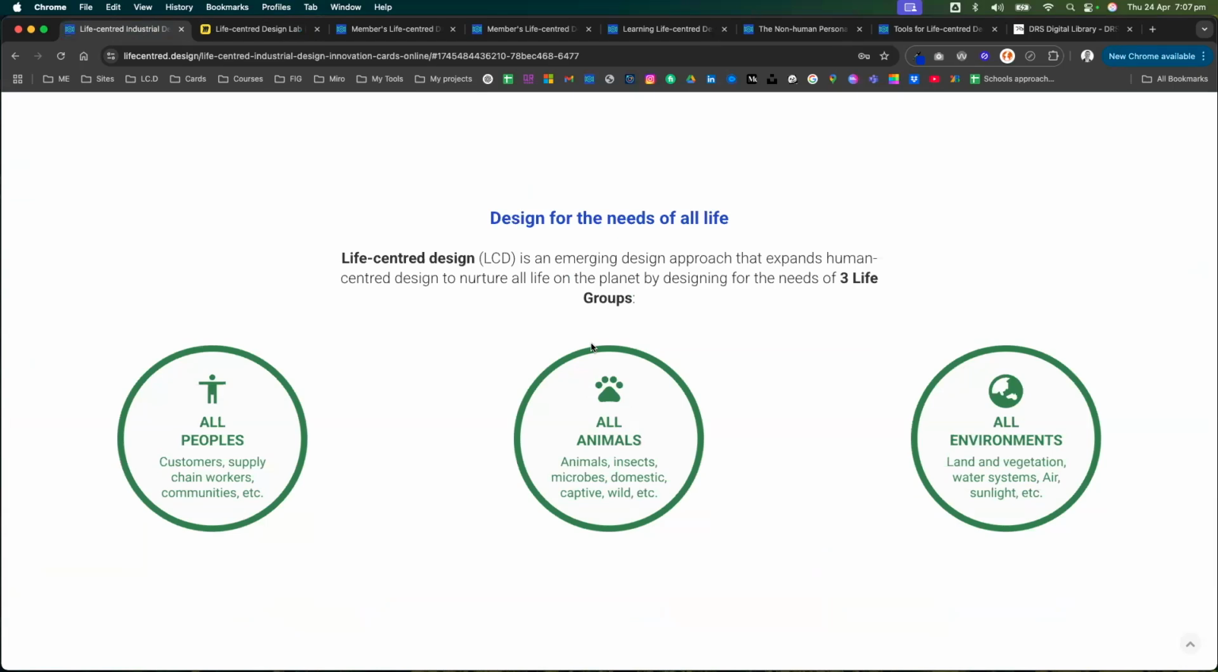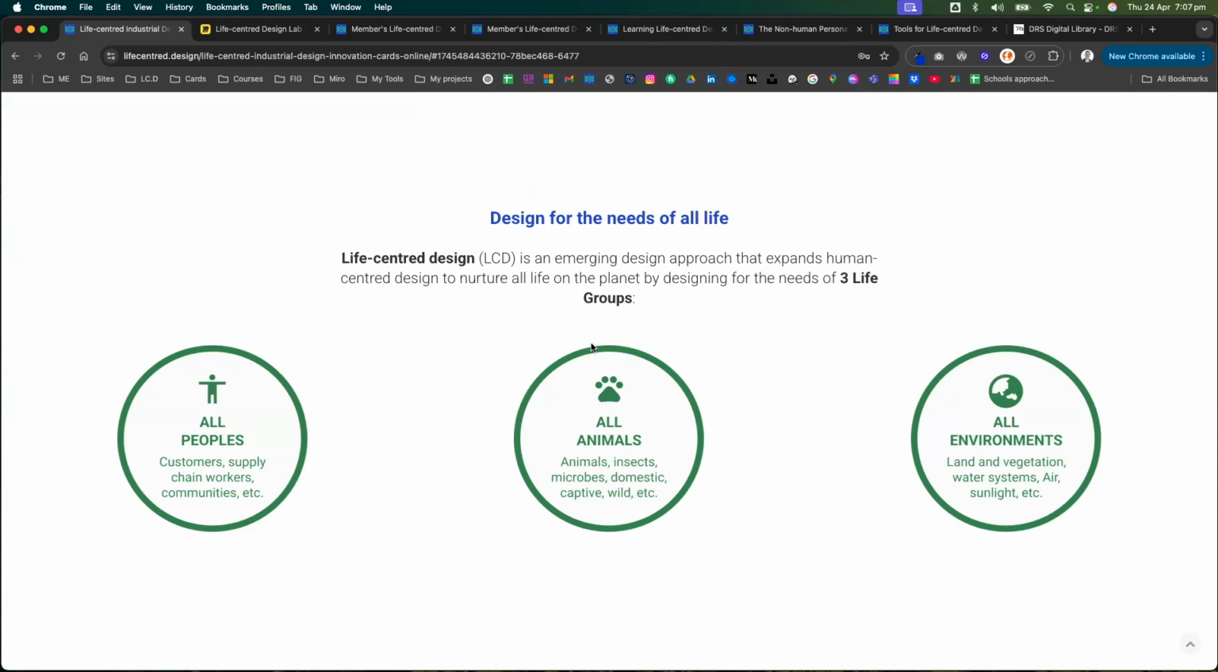So it's all people, and that's the target users, also people along our supply chain that are impacted, factory workers, but also the communities that might be impacted by the factories that create our goods. It's all the animals in those environments as well, from animals of all sizes, insects, microbes under the ground that we don't see, all the animals that are impacted.